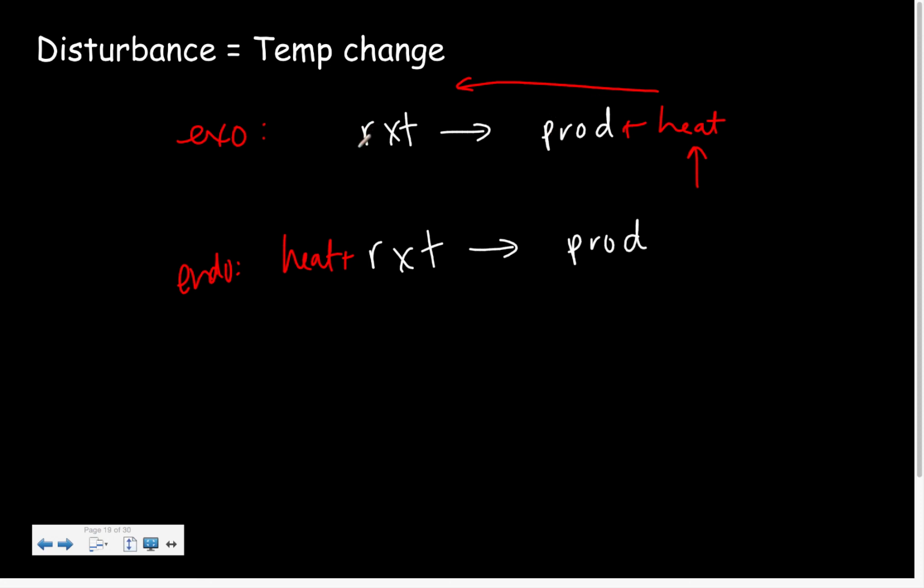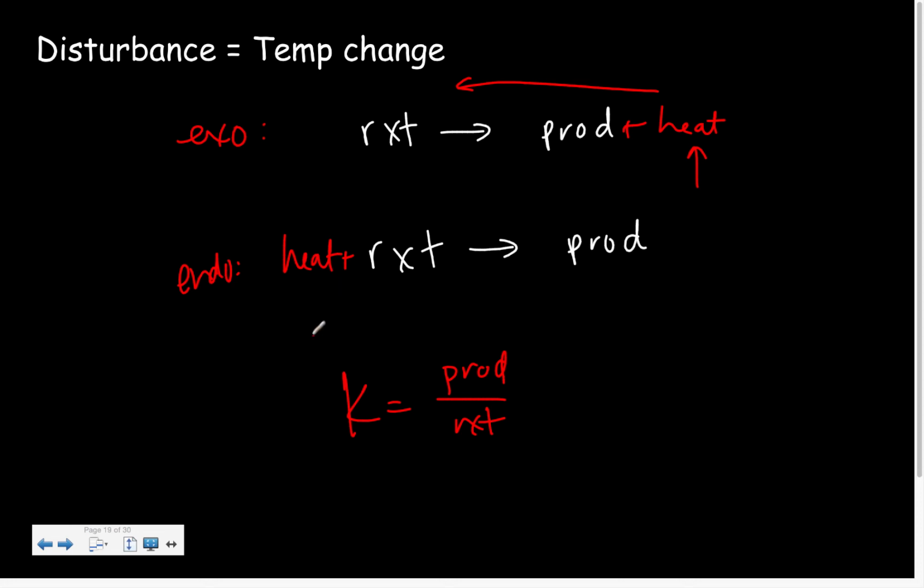Now we would also have to discuss the fact that K is also changed. For an exo process, and of course you're always just going to think about this, K is always going to be product over reactant at its essence. Here in this situation, if we increase the temperature and we shift in this direction, meaning we increase the amount of reactant, what inevitably happens to K? At that new temperature, my K is going to be lower in this scenario.